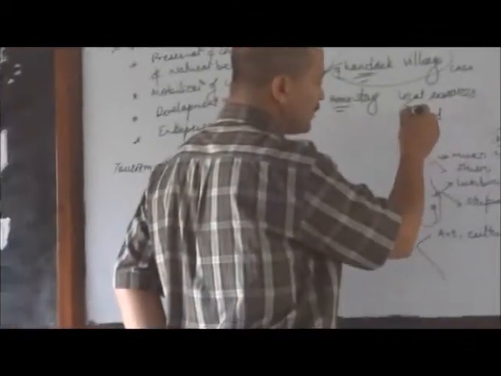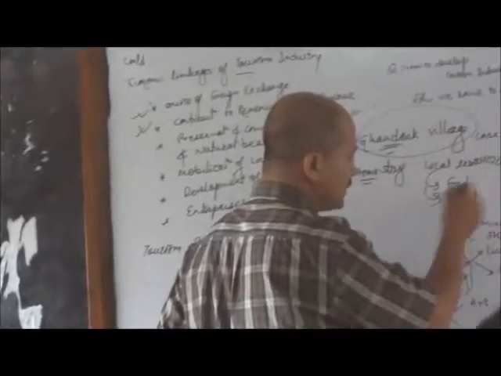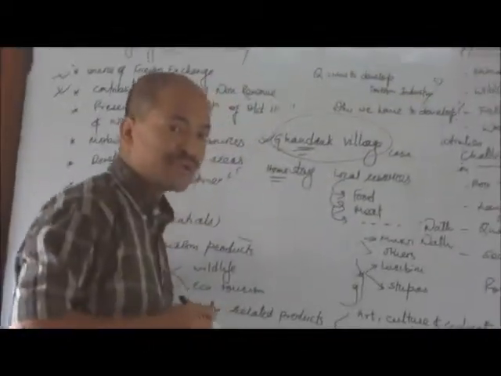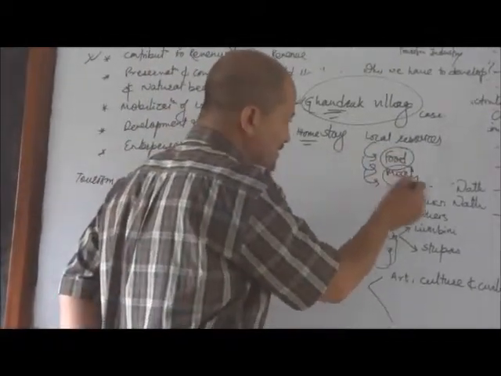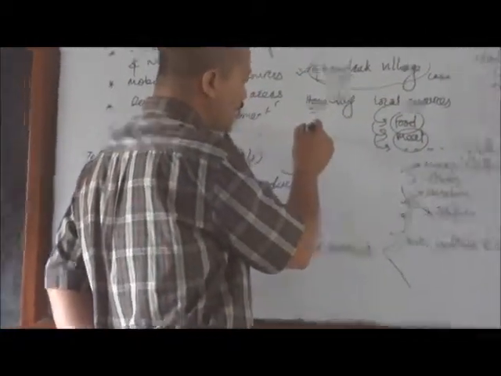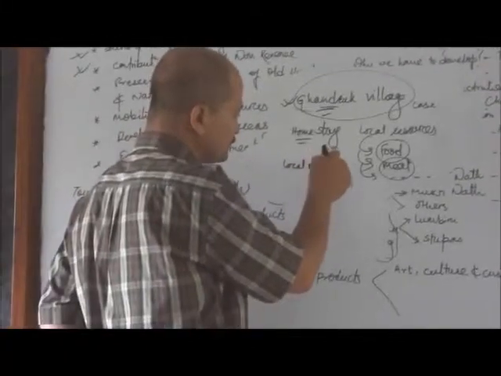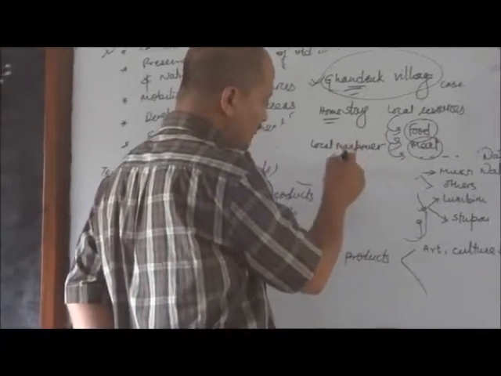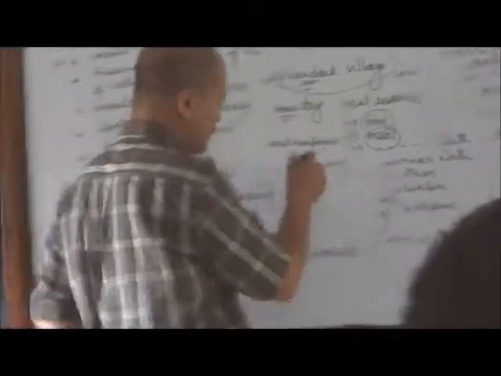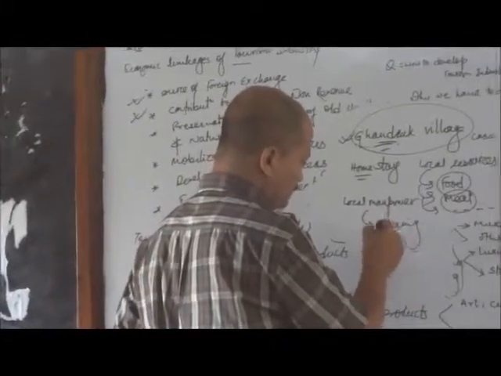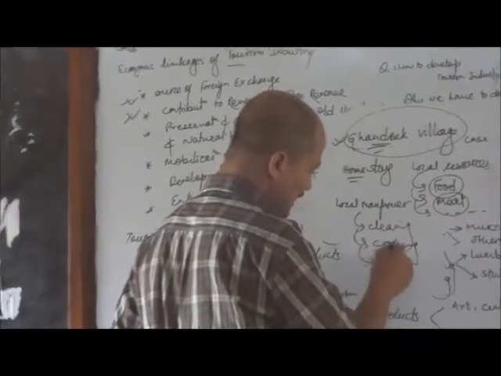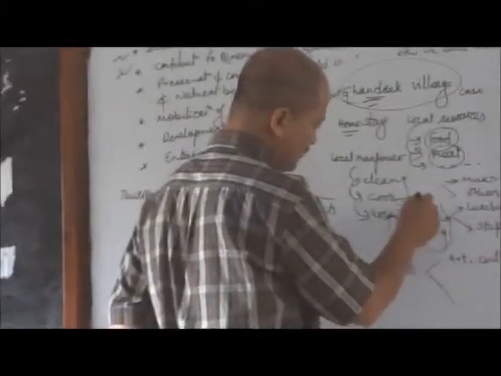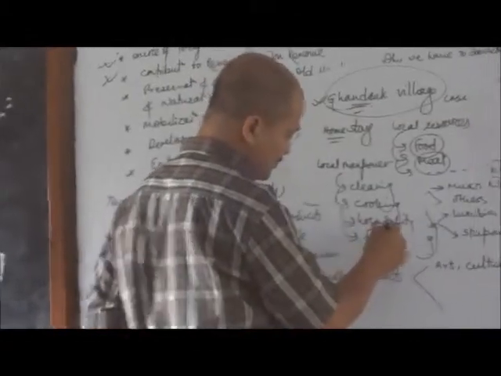Local resources that may be the food, meat, and other necessity goods and services. And what is this? These are the local resources, and they also utilize the local manpower. For what? For cleaning, for cooking, for hospitality and other services.